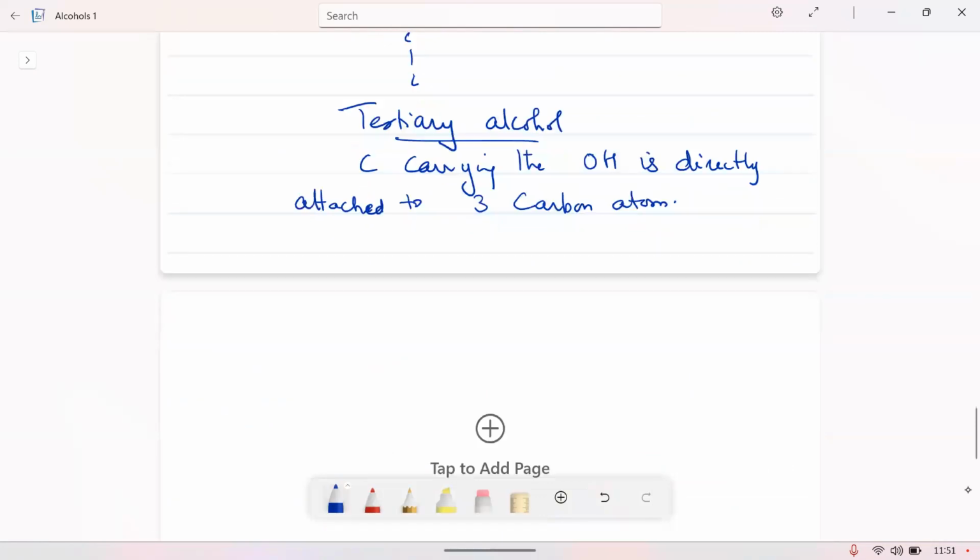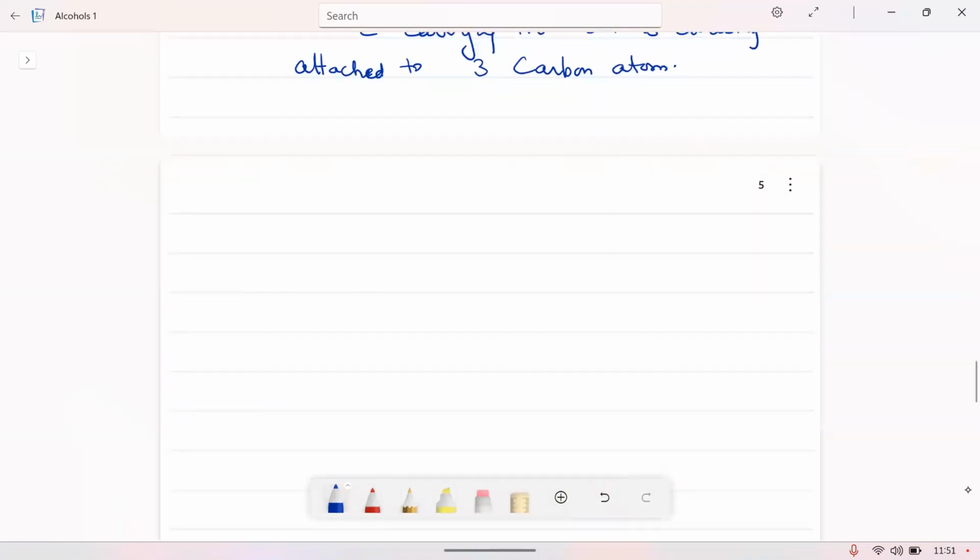Then the tertiary, yes, I was over here. So it would be like this, and OH. So the carbon that carries the OH group is directly attached to 3 carbon atoms. Directly attached to 3 carbon atoms. 1, 2, and 3. So this will be your tertiary alcohol.